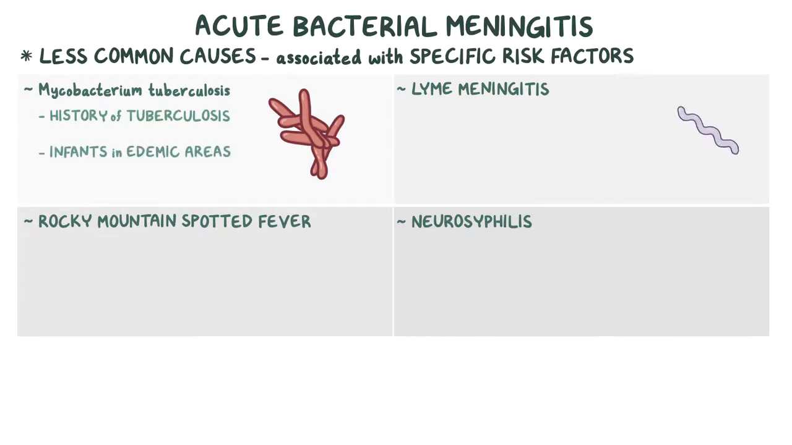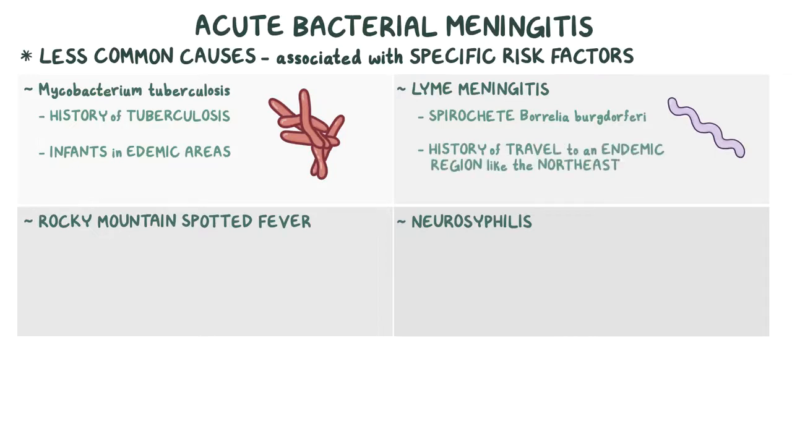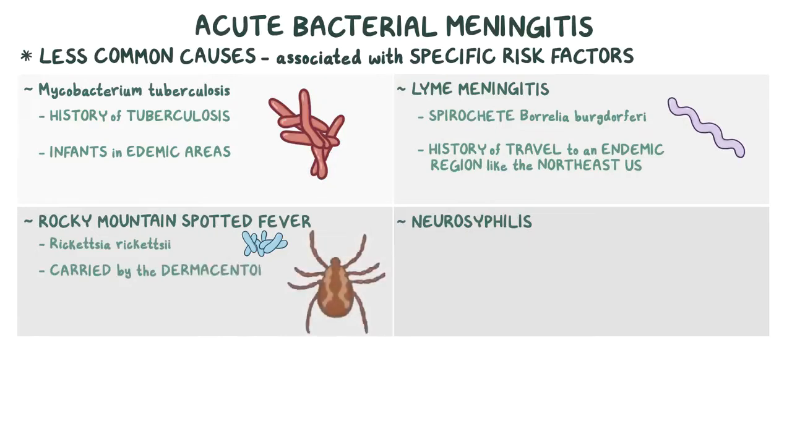Lyme meningitis is caused by the spirochete Borrelia burgdorferi, and individuals may have a history of travel to an endemic region like the northeast of the United States. Finally, Rocky Mountain spotted fever is caused by Rickettsia rickettsii and is carried by the Dermacentor dog tick and is endemic to Central and South America, as well as the southeastern United States.